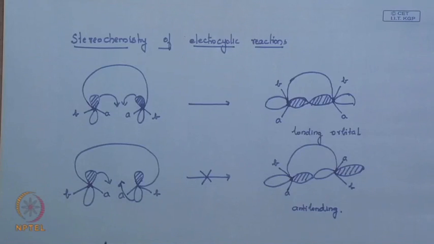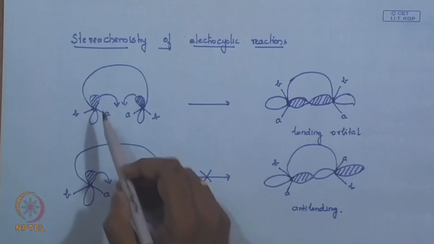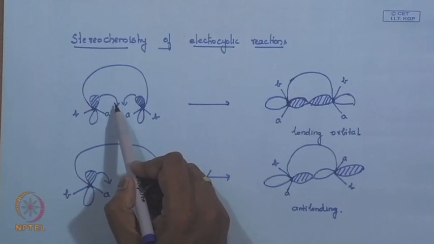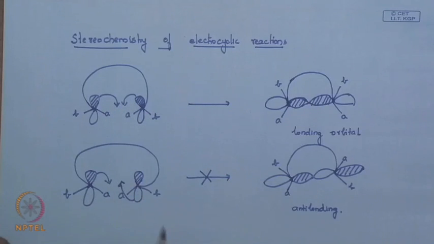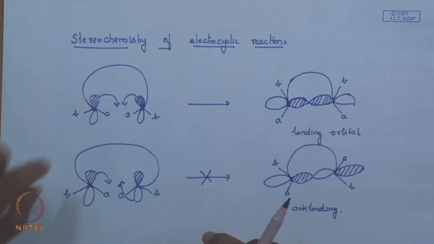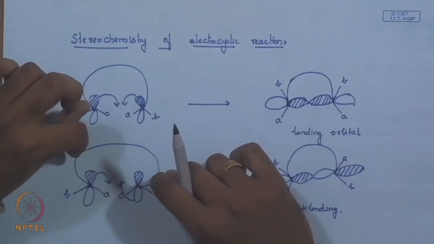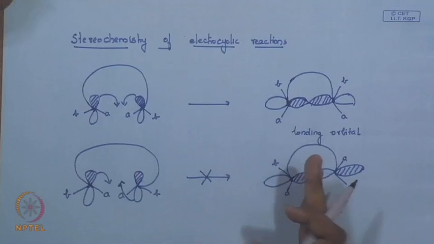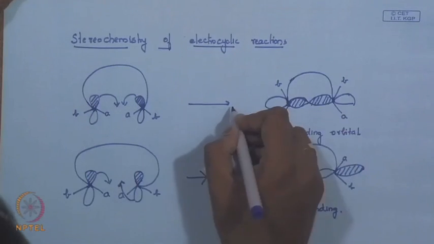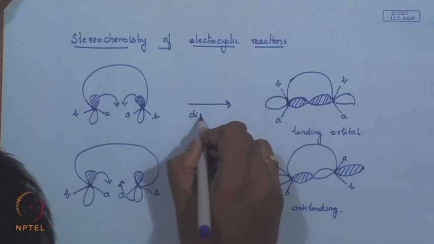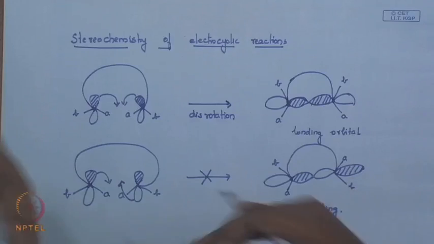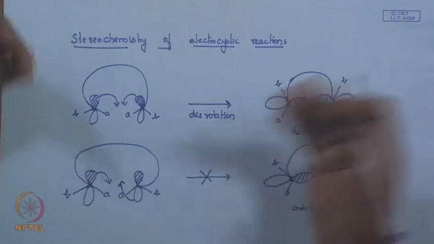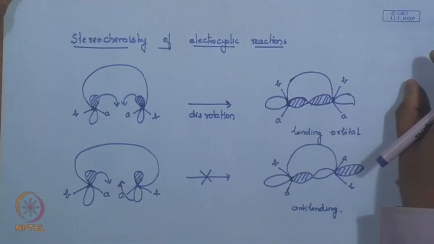Now, look at the direction in which I have rotated this orbital to give me a bonding interaction. See what direction it is? It is clockwise. This one is anti-clockwise. So, you have two types of movement here, one clockwise and another anti-clockwise. If you have clockwise as well as anti-clockwise rotation to give you a sigma bond, then you call this rotation disrotation. Clear?